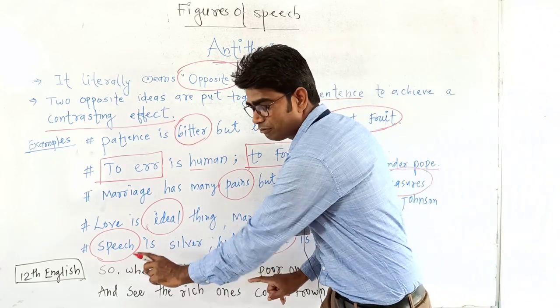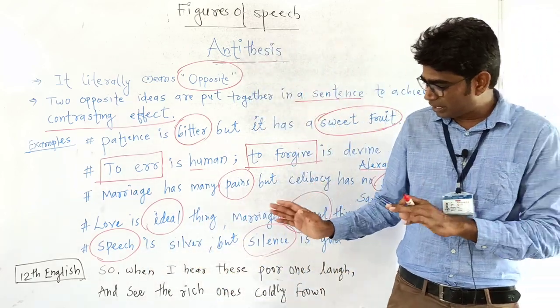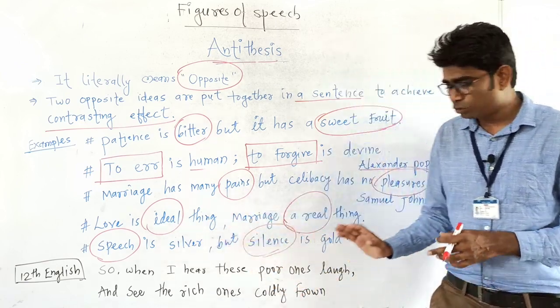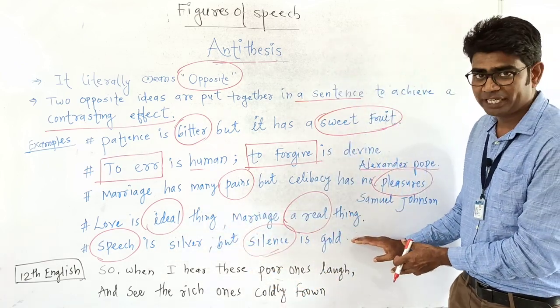So there are two different words and two different opposite words, contrast words, and those two words are put in a sentence in order to create a poetic impact.